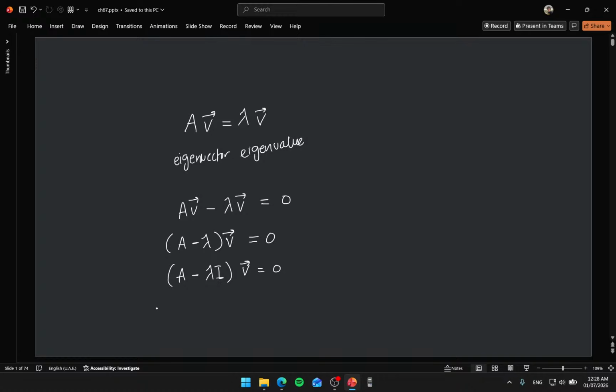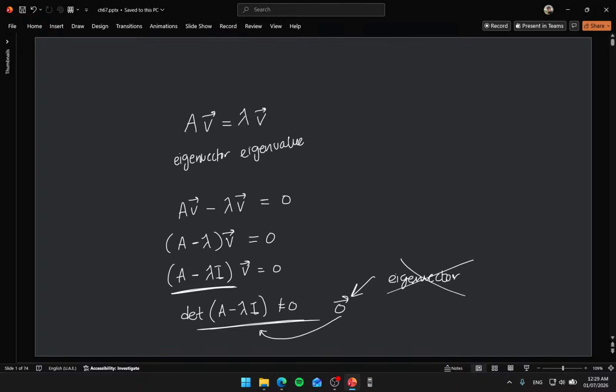If the coefficient matrix, this is the coefficient matrix now, it's the coefficient of the eigenvector, has an inverse, it means the determinant of A minus lambda I does not equal 0. If that's true, then the only solution will be the 0 vector. The 0 vector will be the only solution in this case, if the determinant of the coefficient matrix is not equal to 0, like if it's invertible. So the only solution will be the 0 solution. But we have a very important rule that the 0 vector is not considered as an eigenvector.